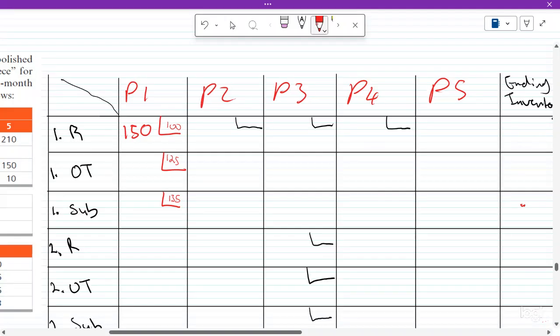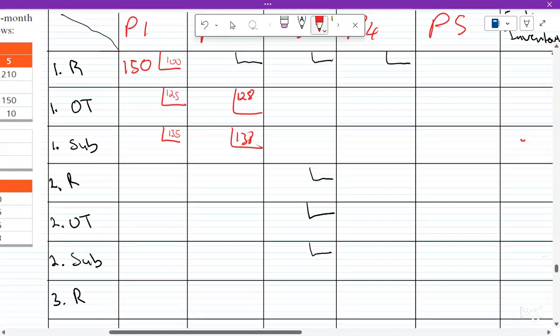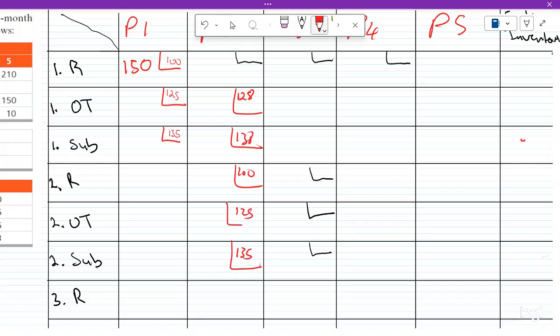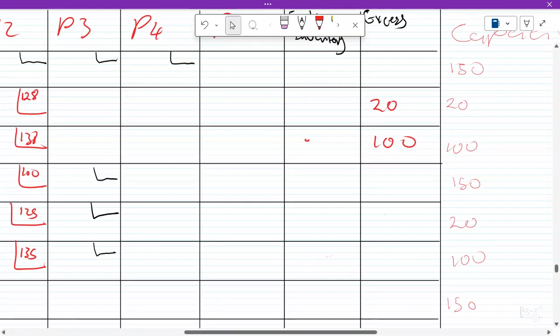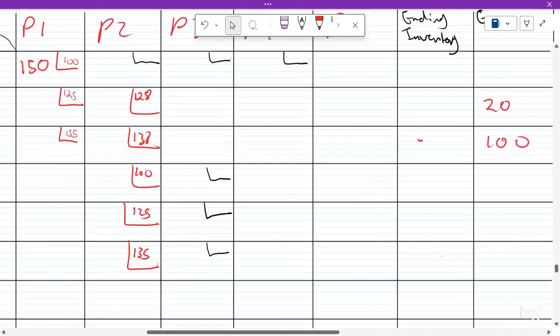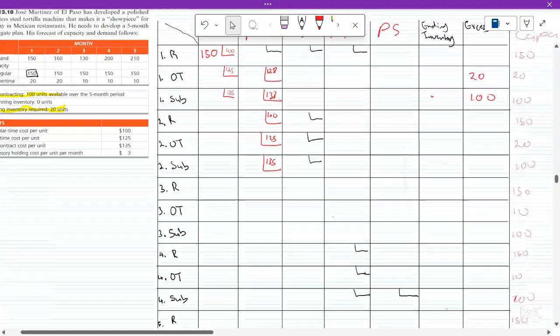Then because if we don't know how much we are going to be affected this side, we do the 128, if not mistaken, 128 and then 138. So now we then come below here, 100, 125, 135. Close this, you close that. Then we need to compare. There we have 150. How much do we need? We need 160.